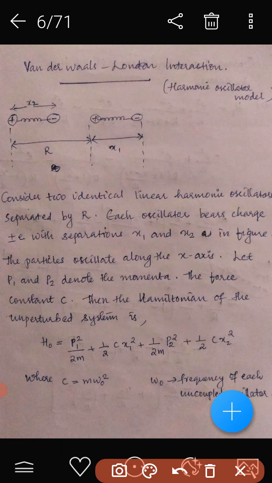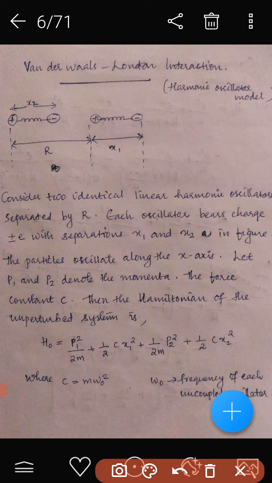Each oscillator bears charge plus or minus e. This oscillator has plus e and minus e, and this oscillator has two charges, that is e and minus e, and these two charges are separated by a distance x1 and these two charges are separated by a distance x2, and the particles oscillate along the x-axis like a linear harmonic oscillator. It oscillates along the x-axis and it has momenta, that is p1 and p2 are the momenta of oscillator 1 and 2 respectively.